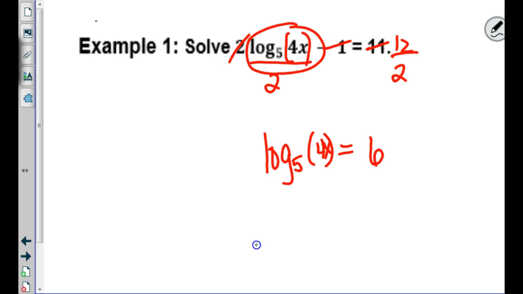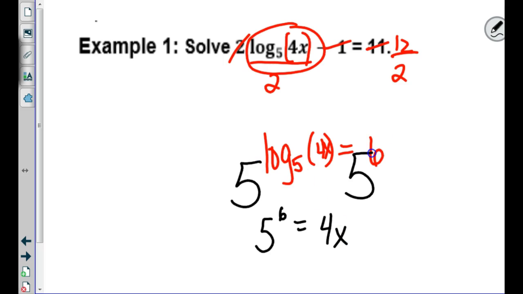We can't get rid of it. We have to either rewrite it or exponentiate. I always think of it as rewriting. I say to myself, well, 5 to the 6th has to equal 4x, and I solve. But it's the same thing as your teacher last year taught you, to put a big 5 down there.